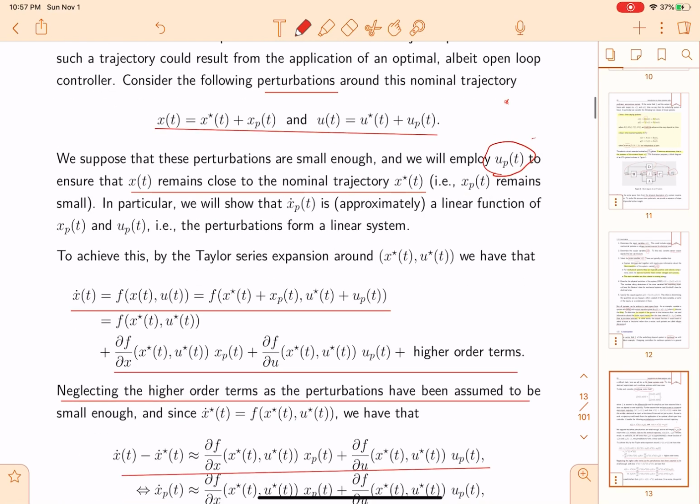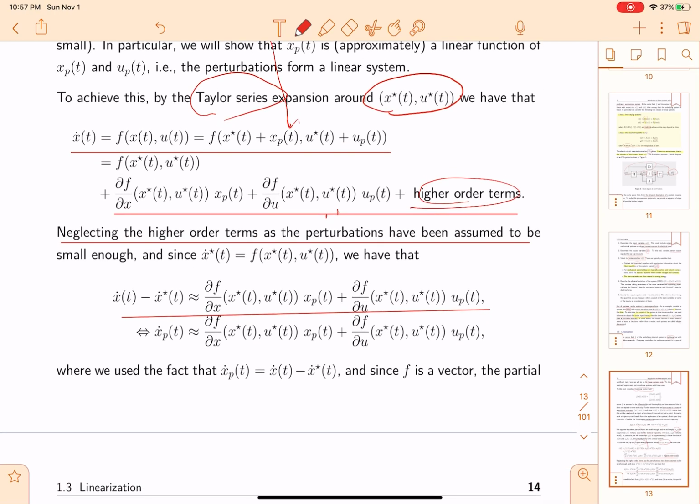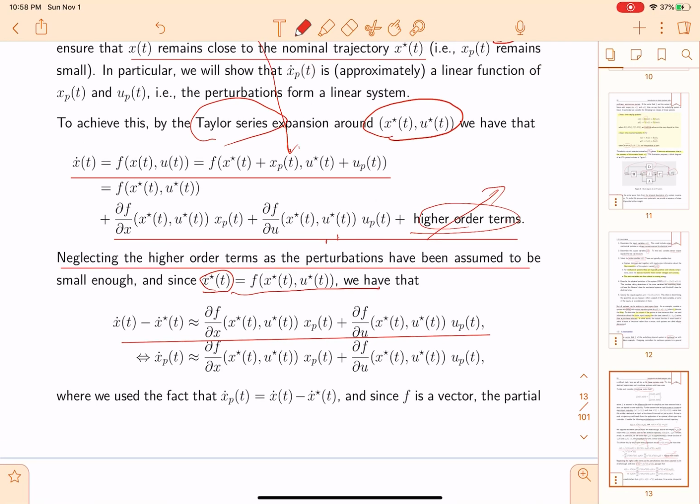To achieve this, by the Taylor series expansion around this point, we will have x dot equals f(x, u, t), and we plug in the values here, and using the Taylor series expansion we will get this equation. And the higher orders, we sum in this term, neglecting higher orders as the perturbations have been assumed to be small enough. Okay, so this can go. Then since x star dot equals this one, we subtract this, and for the right hand side we will be left with these two terms.